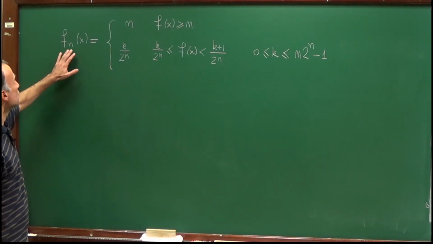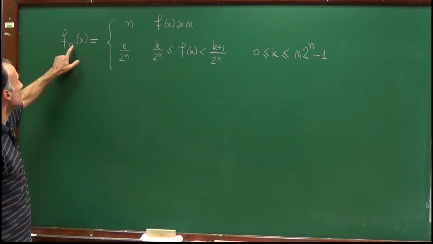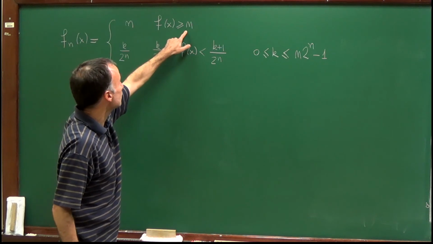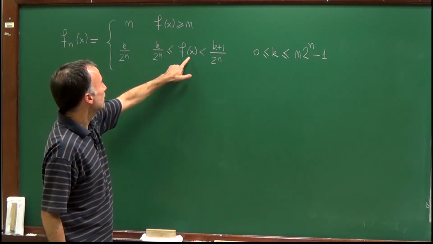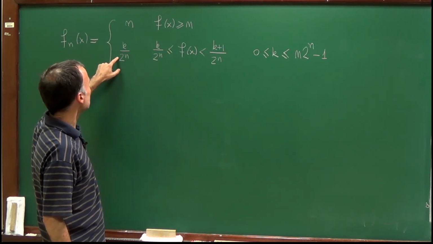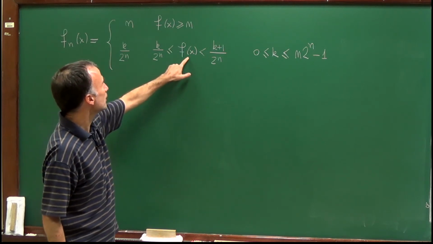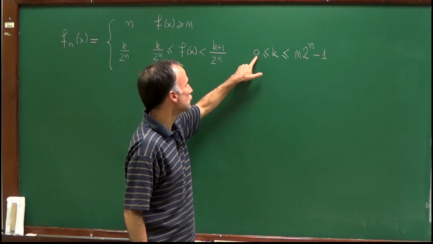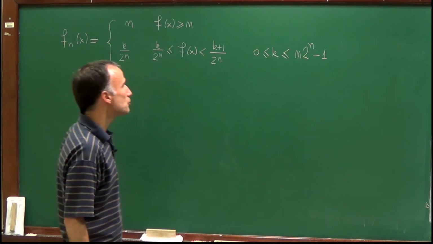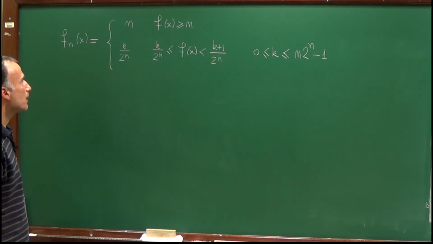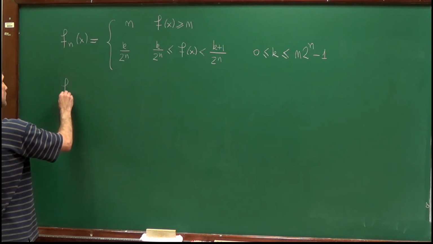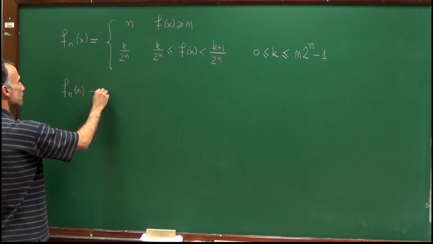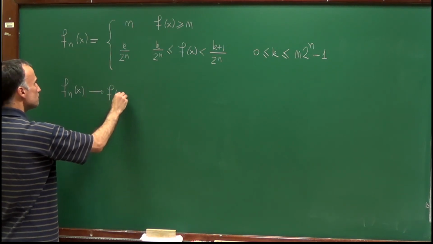So I just rewrote here the definition of Fn. Fn is equal to n if f of x is greater or equal than n, and it's equal to k divided by 2 to the power n if f of x belongs to that interval, where the range of k goes from 0 to n times 2 to the power n minus 1. And what we want to prove is that Fn of x converges to f of x.